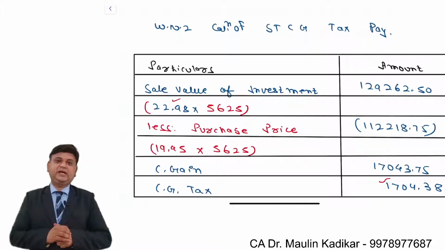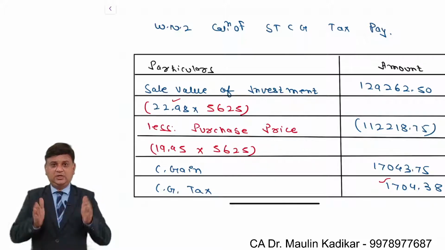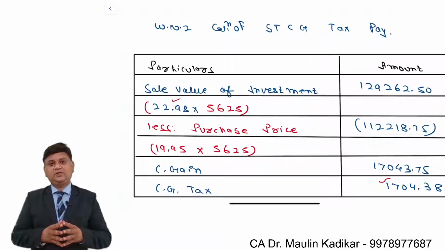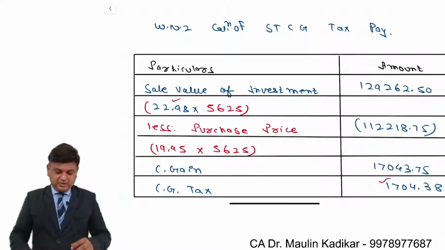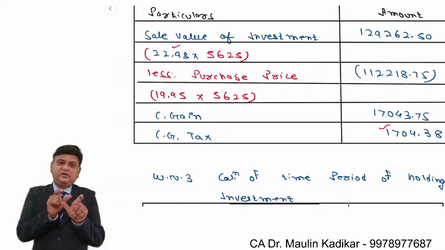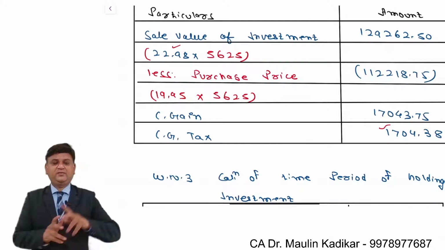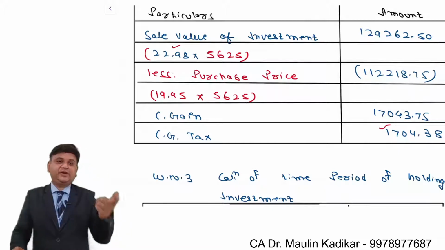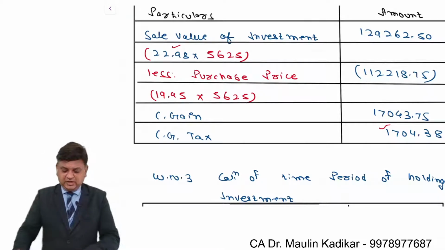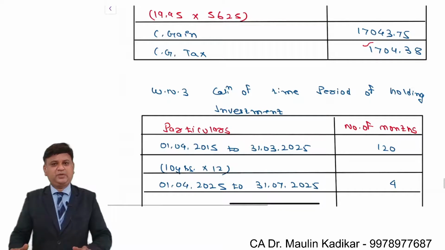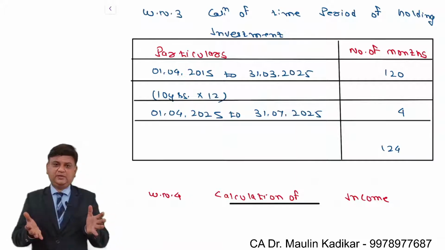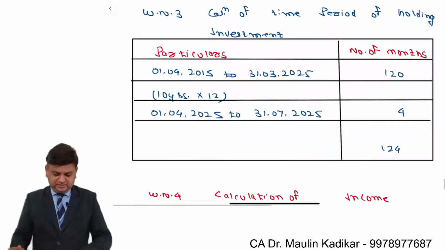The second working note is the calculation of the short-term capital gain tax payment. Within the last 1 year, on whatever number of units the investor has redeemed, you are required to pay the capital gain tax. So it is the 22 rupees 98 paisa redemption value into number of units allotted within the last 1 year, minus whatever the NAV on the date on which these 5,625 units were allotted, which will be considered as purchase price. Accordingly, the capital gain, and only 10% of that is required to be paid as tax. The third working note is the time period of holding investment. That comes to 124 months over here.